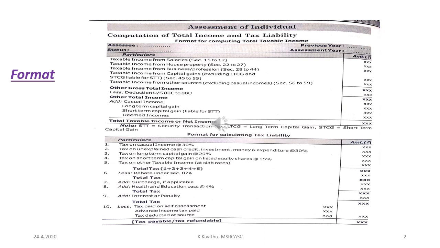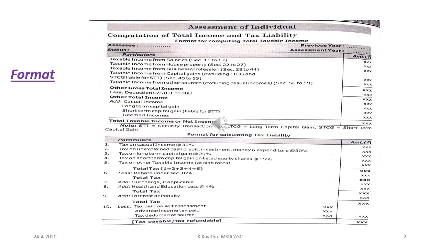But this will be excluding the 3 which we have excluded previously. Now we have to add it back. Casual income, long-term capital gain, short-term capital gain with STT, and any other deemed incomes if there are any, all that we have to add back to the income to arrive at the total taxable income, which is also called as net income.